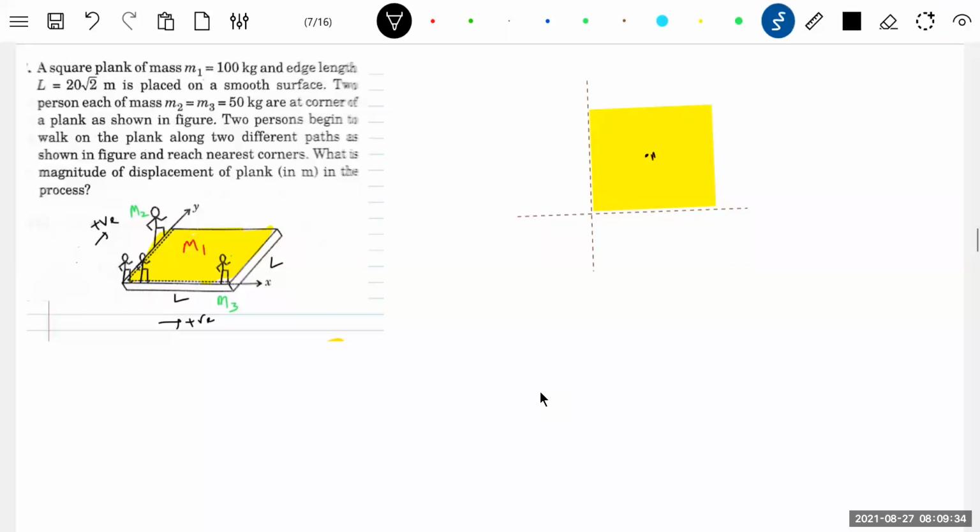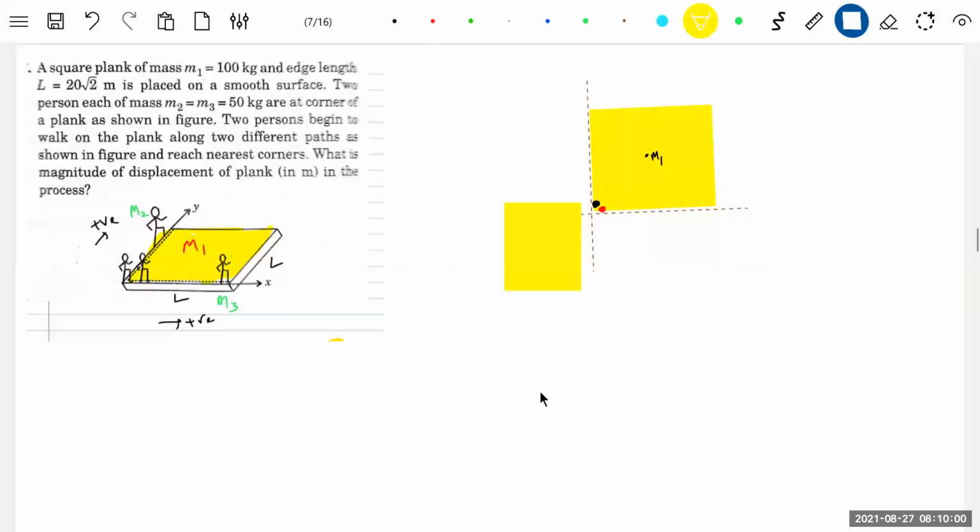Okay, this is M1. So as they start walking, here I'll just show only a dot like this. It'll be easy for us. As he starts walking, suppose only M2 walks like this, the plank will recoil like this. If only M3 walks, it will recoil. So definitely when both walk, the plank will recoil. The plank, let's assume, will come somewhere here.